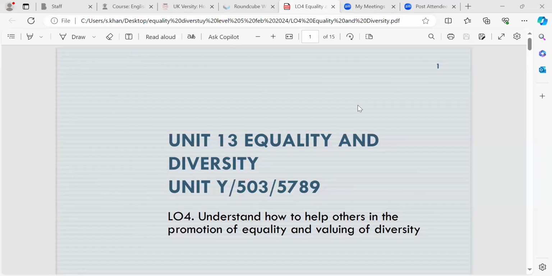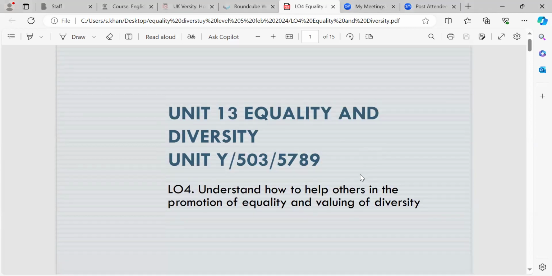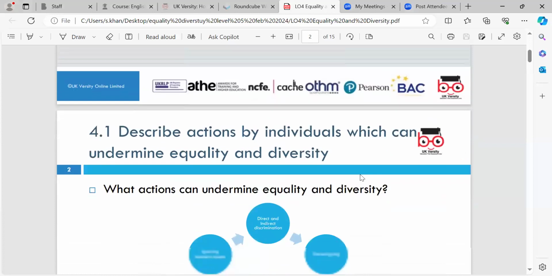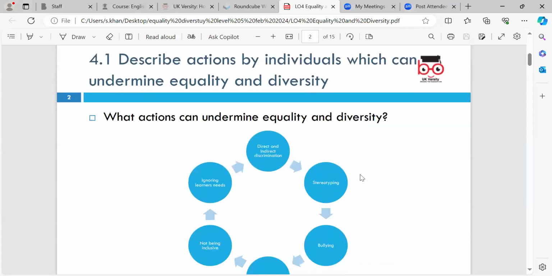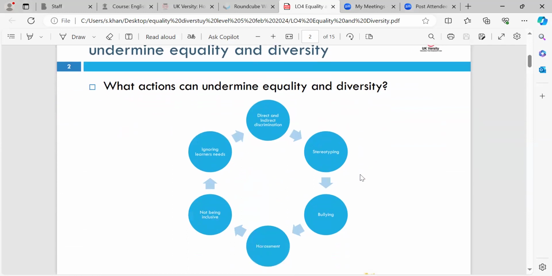So learning outcome 3, we looked at the different types of strategies we used in understanding how you could promote equality, and now we're going to look at how to help others promote equality and diversity. And it's really important because you help others promote it as well. So 4.1, describe actions by individuals which can undermine equality and diversity. So what actions can undermine equality and diversity?